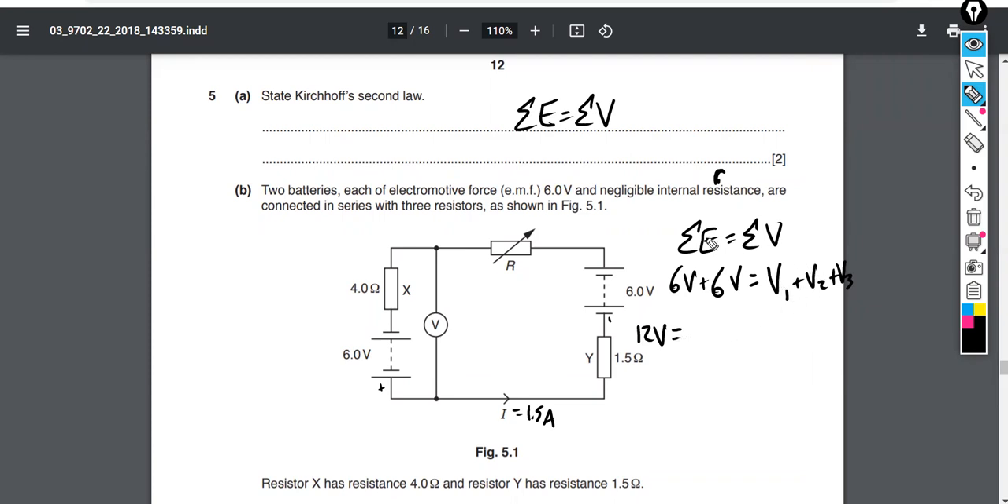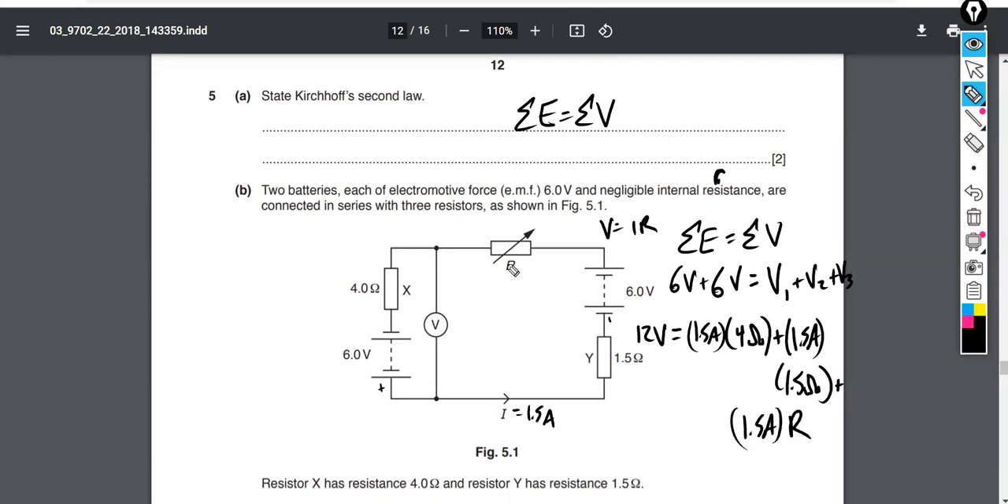And then let's expand this V with Ohm's law, V equals IR. So we've got the 1.5 amps of current I going through the 4 ohm resistor. So there's a voltage drop there. We're going to add, right? That's what this symbol means, sum. 1.5 amps times these 1.5 ohms of resistance, right, to give us a certain voltage drop across this one. And finally, we've got 1.5 amps going through this variable resistor R.